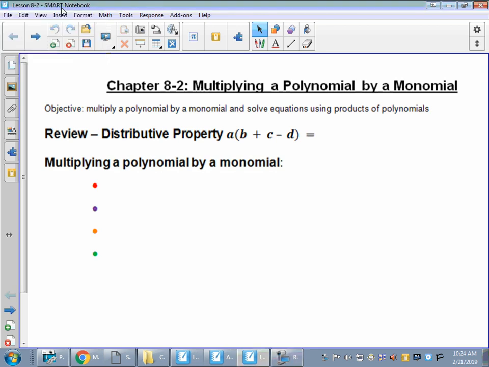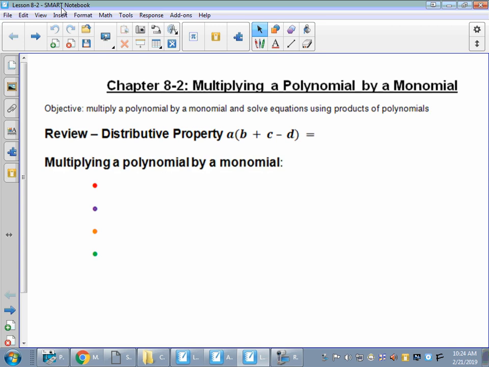Okay, chapter 8, section 2, 8.2. And we're talking about multiplying a polynomial by a monomial. So we talked about adding and subtracting them in our last lesson. Now we're talking about multiplying one polynomial by a monomial.